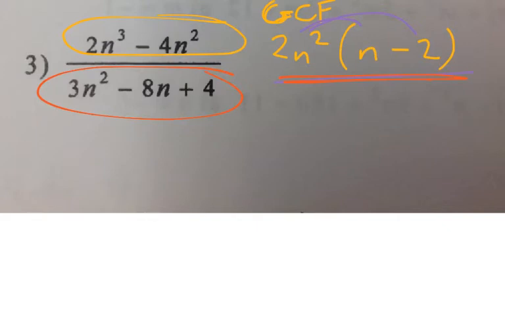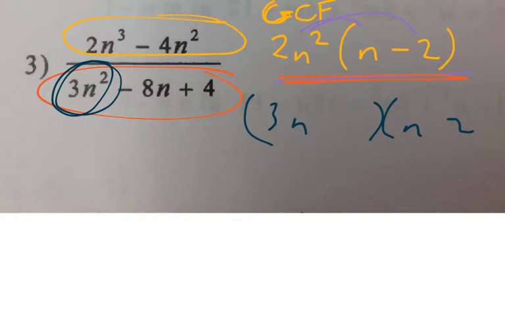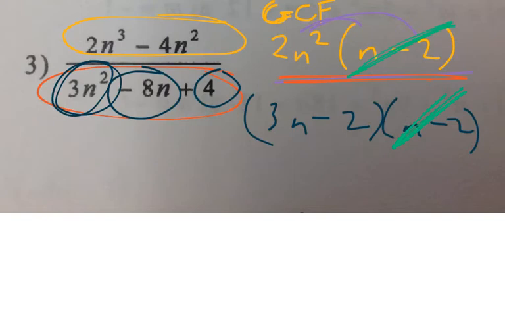And the way I'm going to do that is I know that 3n times n is 3n squared. And I know that 2 times 2 is 4. And I know that if I do minus 2, I will end up with minus 8n. So now that I have it completely factored, notice how I can do, follow the green. I have n minus 2 divided by n minus 2, which again is 1. And so my simplified answer is 2n squared over 3n minus 2.